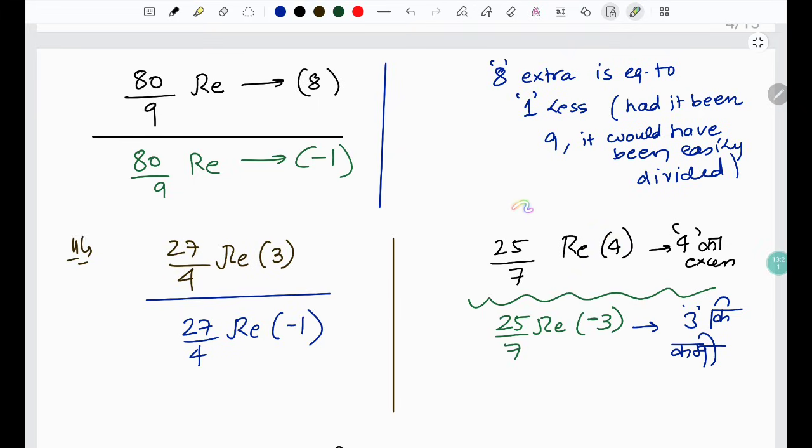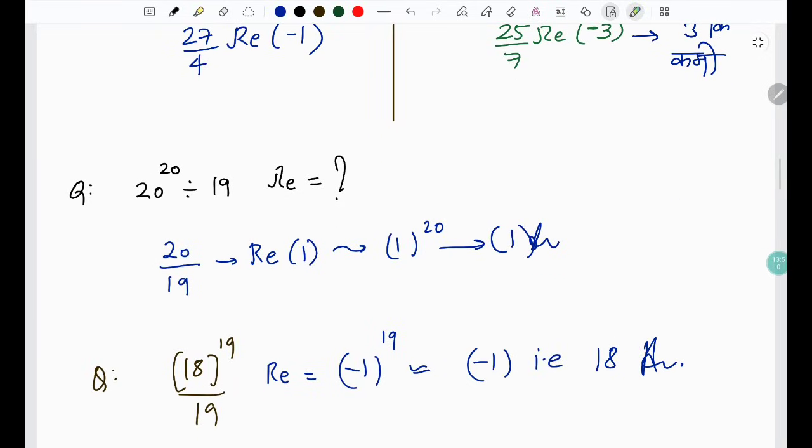Or we can also write it in the form of 21 plus an excess of 4, because 21 was easily divisible. So it has an excess of 4 with respect to 21. So we can write 25 by 7 as a remainder of minus 3. That is, there is a deficiency of 3 or an excess of 4. The deficiency of 3 is with respect to 28 from 25, and there is an excess of 4 with respect to 21.